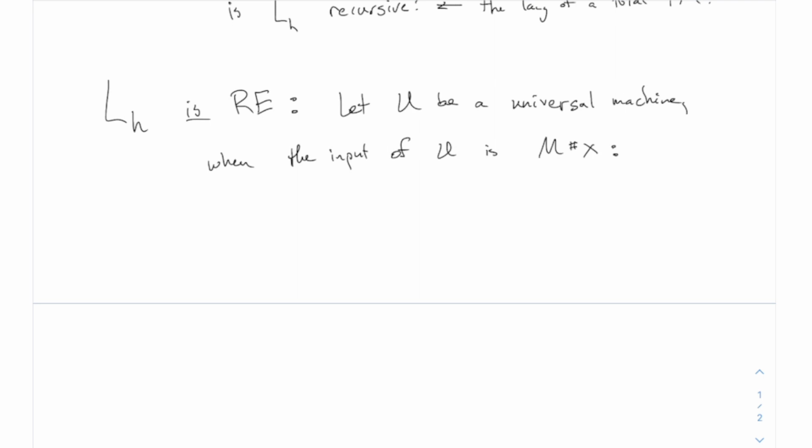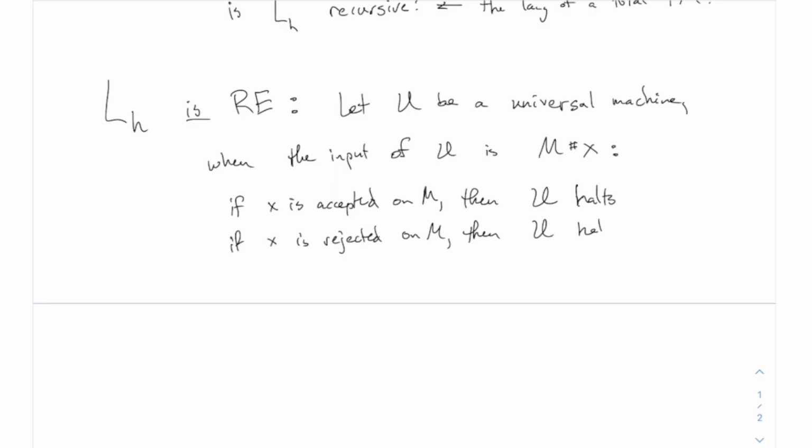When the input is M hash X, what happens? Well, the way the universal machine works is it just runs a simulation of M. And so what that means is if X is accepted on M, then U halts, because U is running a simulation of M acting on X. And if X is rejected on M, then U also halts. And if X loops forever, then U will also loop forever, because the whole point of U is it's running a simulation of the machine M.